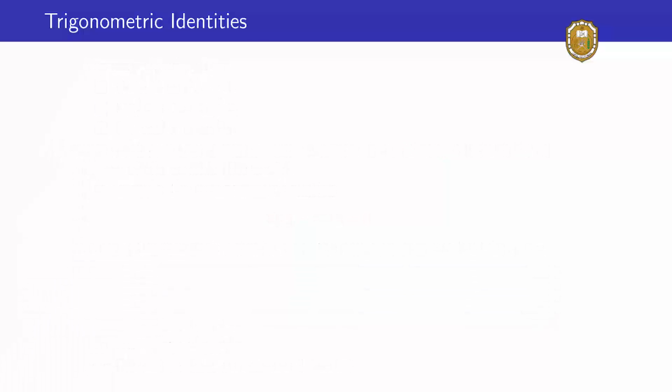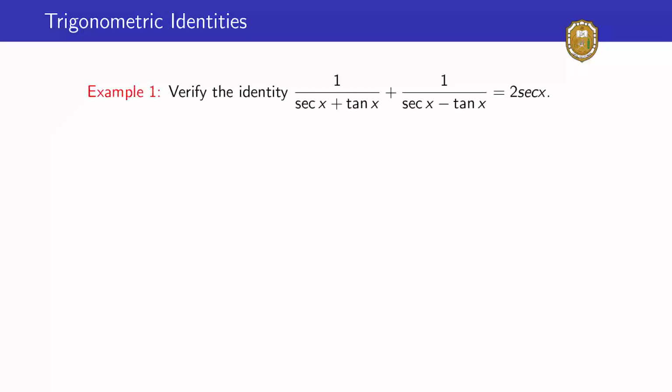So let's look at a few examples. The example says, verify the identity 1 over sec x plus tan x plus 1 over sec x minus tan x is equal to 2 sec x.